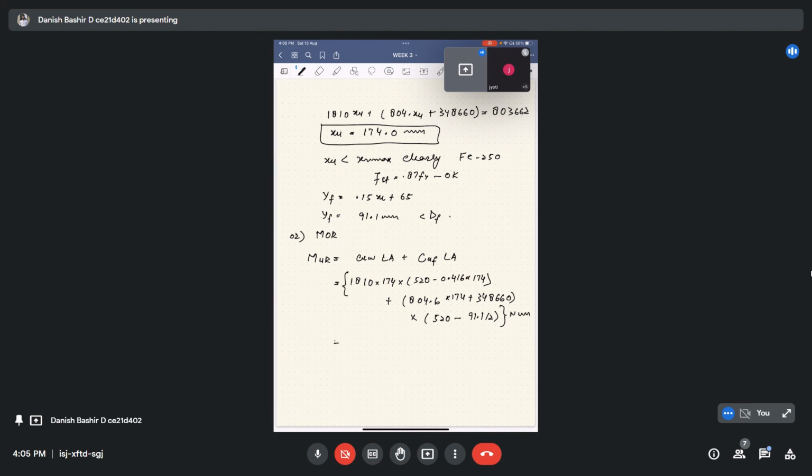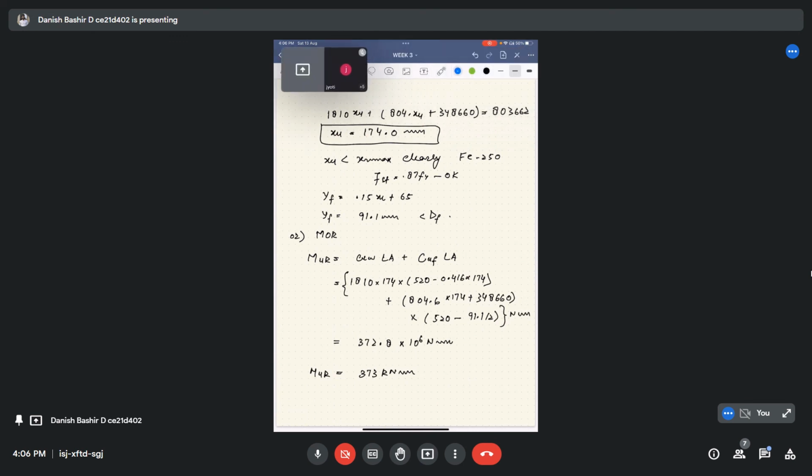When we calculate this value, we will get 372.8 times 10 power 6 Newton mm. If we round this off to 373 kilonewton meter, that is MUR, our required quantity, the ultimate moment of resistance. So we calculated the actual depth of the neutral axis XU and the ultimate moment of resistance MUR like this.